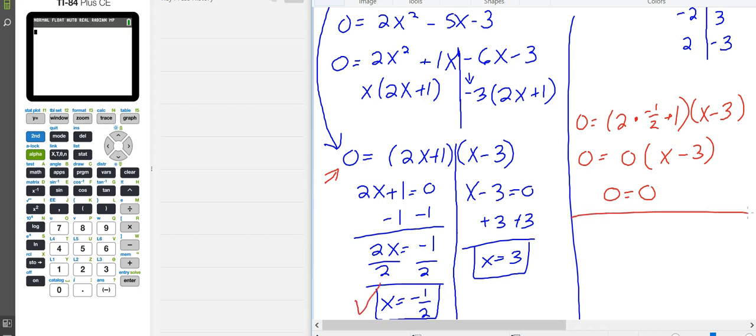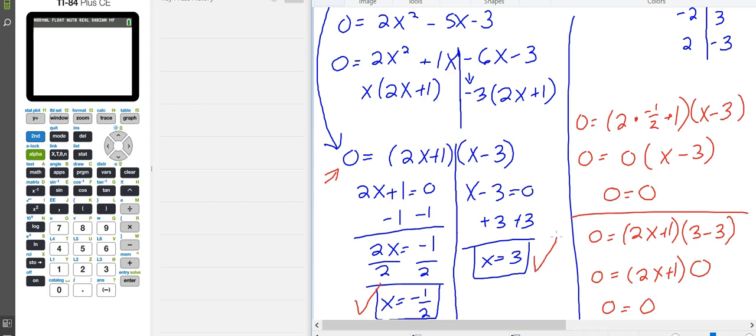Let's try the other value. 0 is equal to 2x plus 1 times 3 minus 3, which is just 0. 0 is equal to 2x plus 1 times 0 is just 0. Since the value x equals 3 makes the equation correct, x is equal to 3 is a correct solution to this equation.